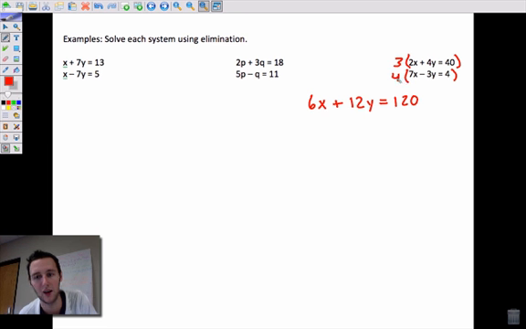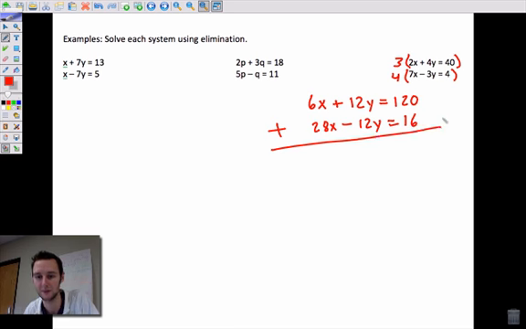On this bottom part, 4 times a 7x gives us a 28x. 4 times negative 3y is minus 12y. And then 4 times 4 finally gives us 16 over on that right side. So we've got to a point where it's nice and easy. These y's we see will cancel. Let's add these two equations together.